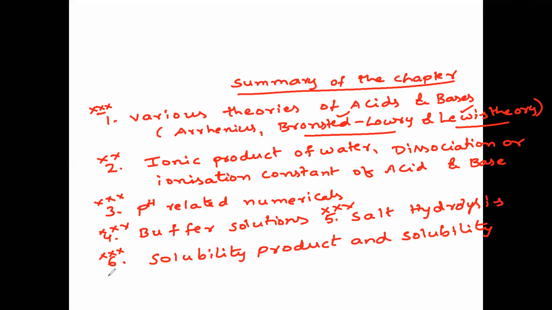And finally, we have the seventh topic: acid-base indicators. Definitely you are going to get 3 to 4 questions in every competitive exam, because it's a lengthy and most important chapter. Without any question from this chapter, there is no entrance exam paper. So please work out all these concepts clearly.